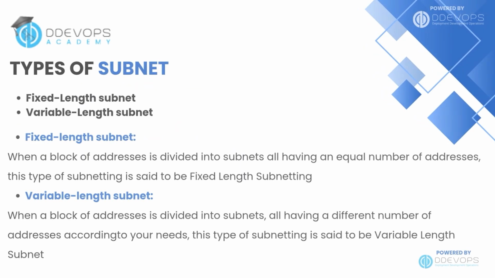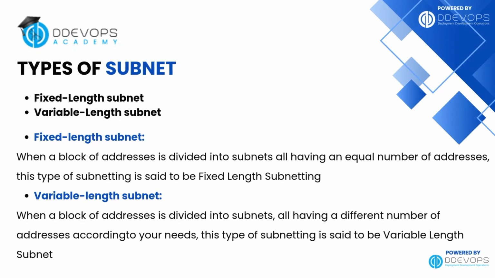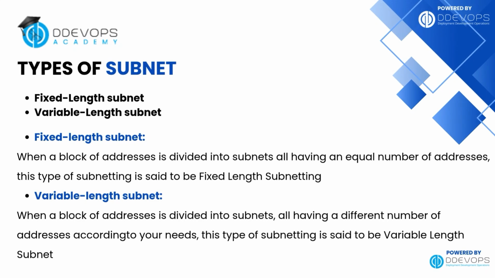Types of subnet. 1. Fixed-length subnet. 2. Variable-length subnet. Fixed-length subnet. When a block of addresses is divided into subnets all having an equal number of addresses, this type of subnetting is said to be fixed-length subnetting. Variable-length subnet. When a block of addresses is divided into subnets, all having a different number of addresses according to your needs, this type of subnetting is said to be variable-length subnet.